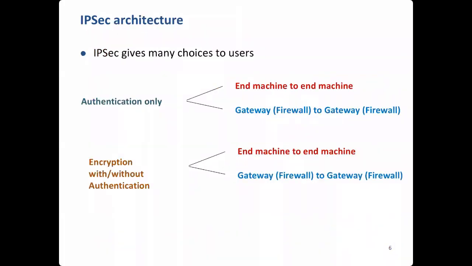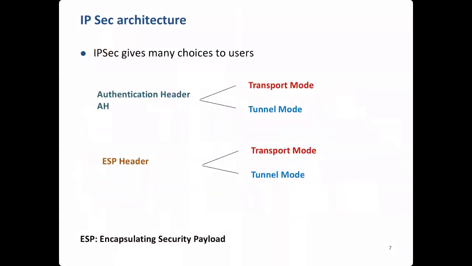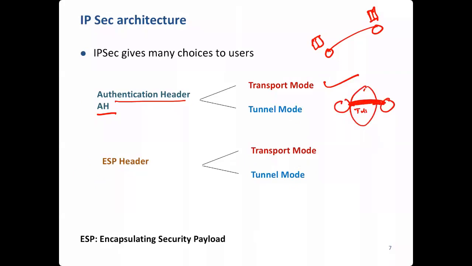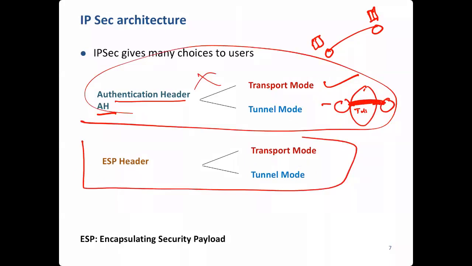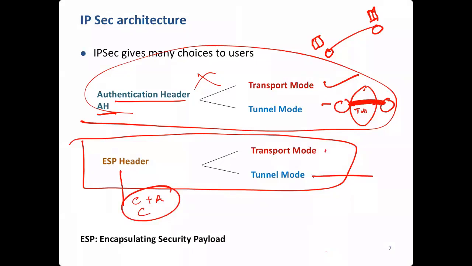Then we have seen two mechanisms, authenticate only and encryption with authentication, between end-to-end machines and gateway to gateway. These are the choices, and accordingly we have protocols, with authentication header only in transport mode, which is end-to-end between one machine and another machine. Tunnel mode is between two gateways. You create a tunnel, like your north campus and south campus will have a tunnel, which goes over the public cloud or internet. What we are discussing is the ESP header, which provides confidentiality plus authentication, or confidentiality only. We have discussed transport mode in the last class. Today we'll discuss tunnel mode.